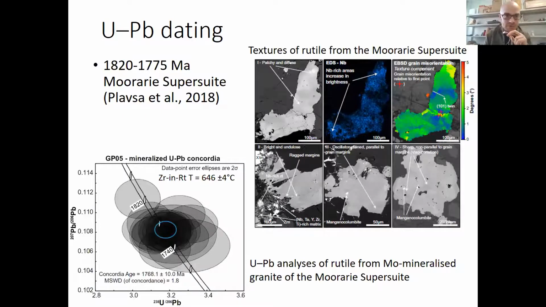Okay, this is an example of uranium-lead dating of rutile of quite high temperature. It comes from the Murari supersuite. These are granitoids. And so rutile in these rocks occurs in interstitial grains between feldspar and quartz. And as you can see at the bottom left, the analyses are quite concordant. So we could get a good age, which overlaps with the expected age of these granites. And the precision is quite high as well.